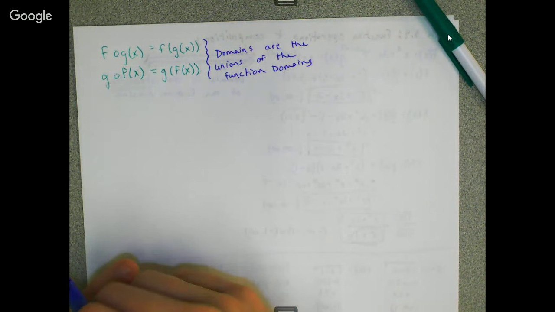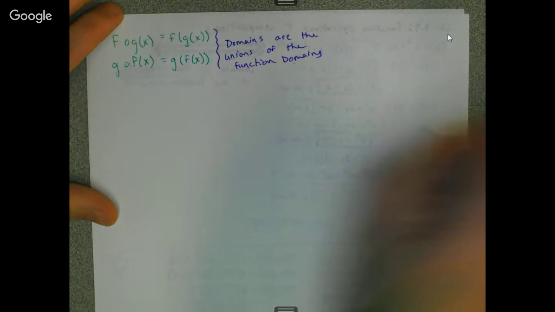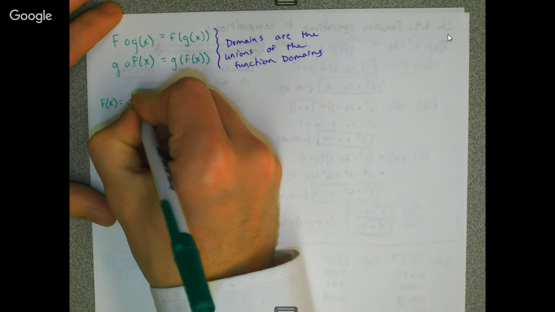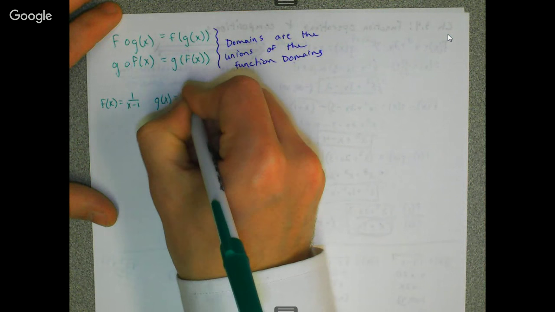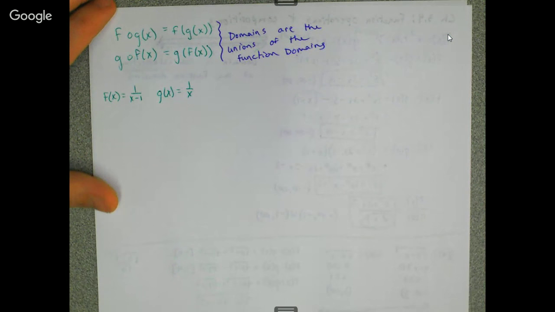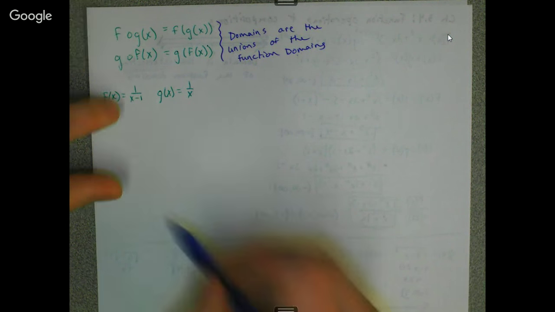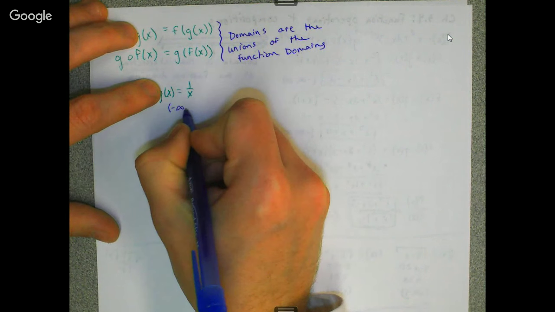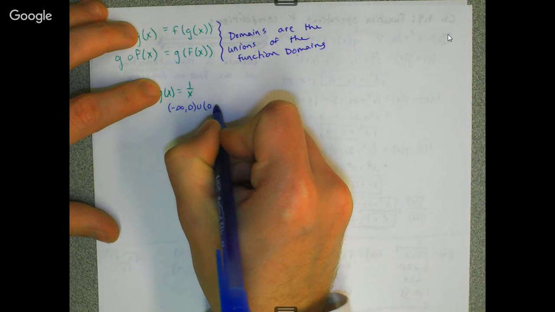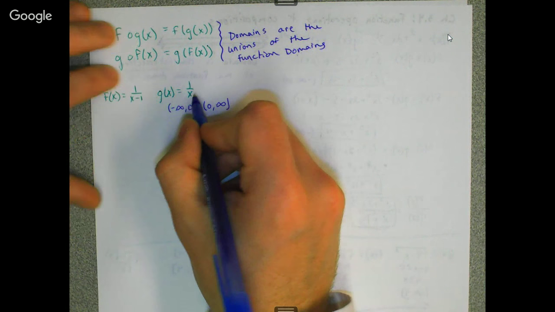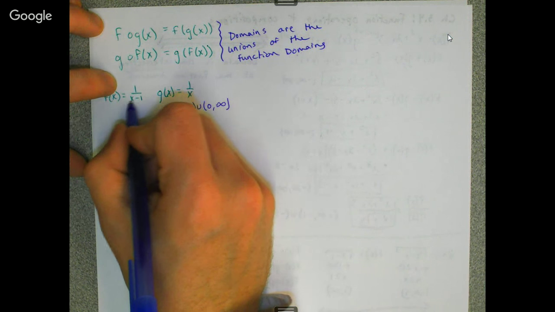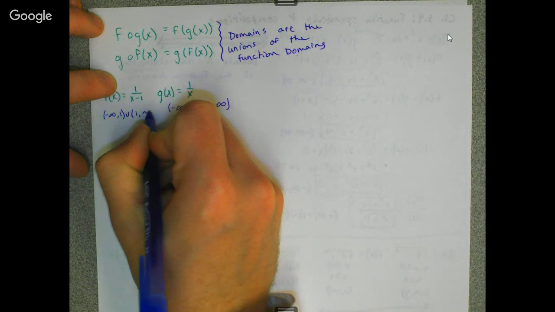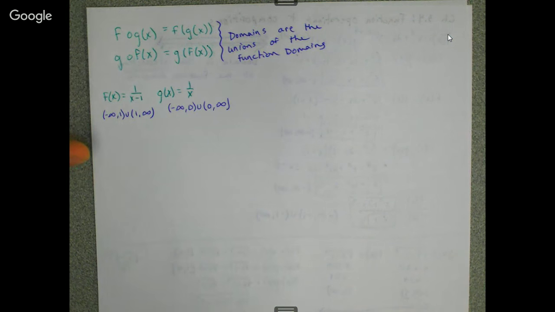Okay, so if we look at one here, let's say we have f of x equals 1 over x minus 1, and g of x equals 1 over x. If I find the domain of each one of these, for this one I can't have 0 on the bottom. So that'd be negative infinity to 0 union 0 to infinity. That's this function. If I look at this function over here, 1 would make that a 0 on the bottom, so I've got to get rid of that. So there are my domains of those two.